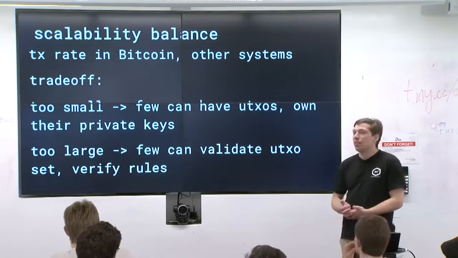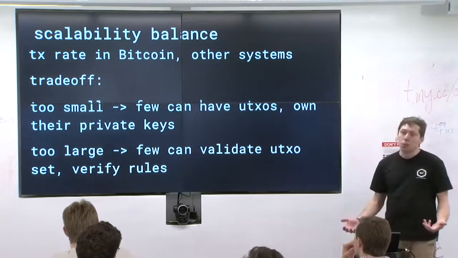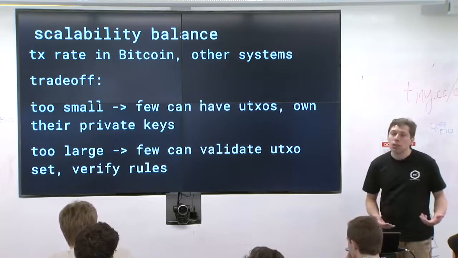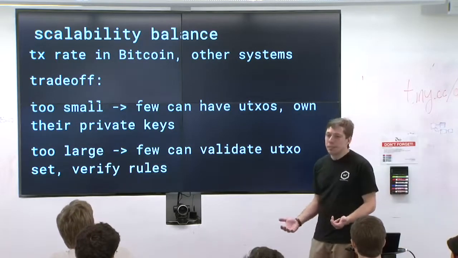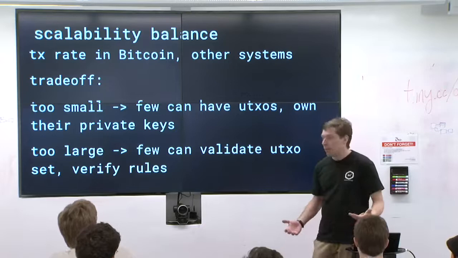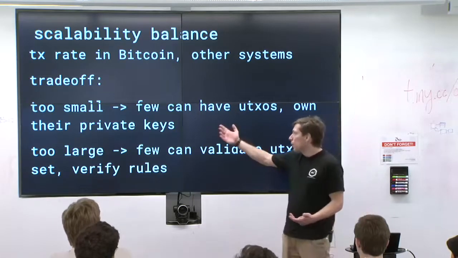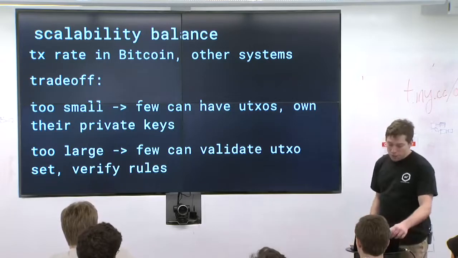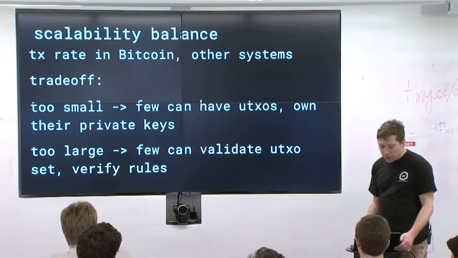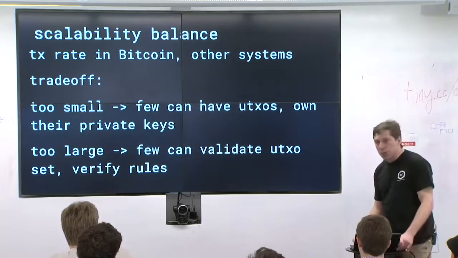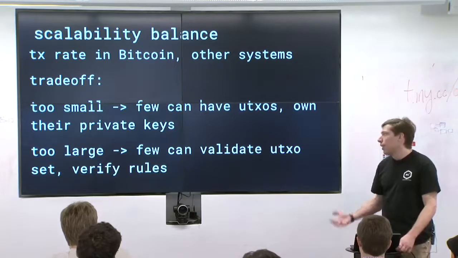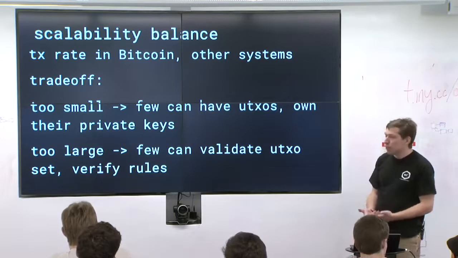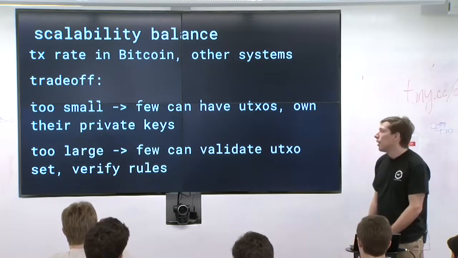One of them is related to your hardware, right? So if you say, okay, we're going to make the block size really small, we're going to make the block size 10 kilobytes, so you can only have a few transactions every 10 minutes. If it's too small, then very few people can actually use Bitcoin, right? There's just not that many transactions a second. Most people will have something like Coinbase where someone else holds the coins for them. That's no fun. The point is to have your own UTXOs and really be in control of your own money and have your own private keys, right?